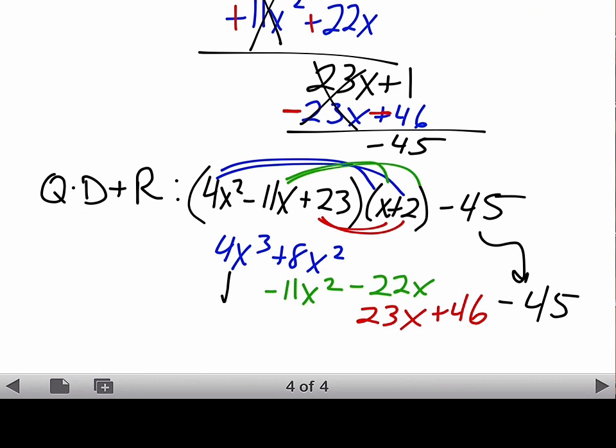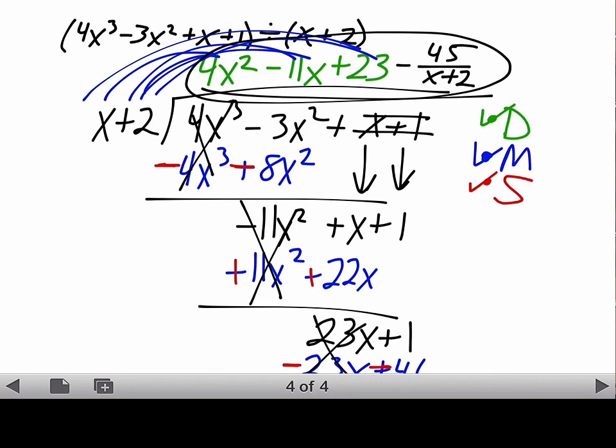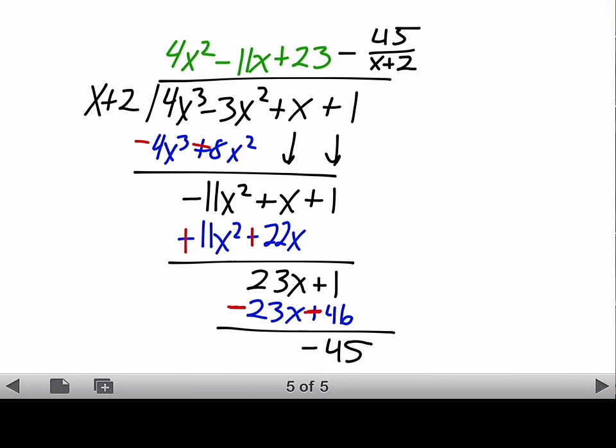Collecting our like terms is going to give me 4x cubed minus 3x squared plus x, and then 46 minus 45 is plus 1. And check it out, that 4x cubed minus 3x squared plus x plus 1 is what we started with. It should be. Okay, let me clean some of this up here. Hang on. Alright, so I couldn't really clean it up, but here it is again. Okay, this is the completed division problem that we just did.